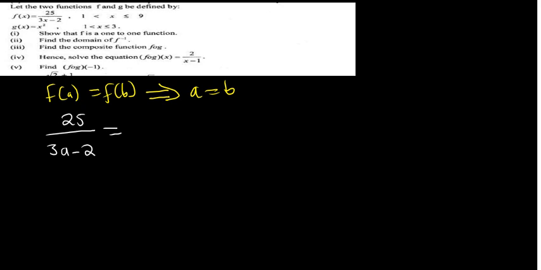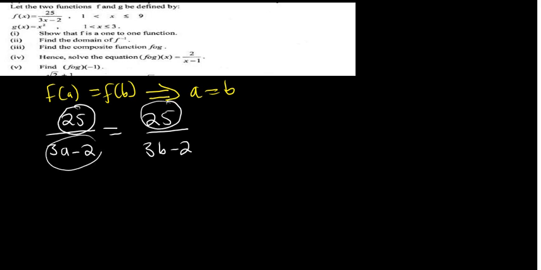And this should be equal to f of b. Again, we'll write it again. That is 25 over 3x minus 2. But where there is x, we're now substituting b. At this point, we're going to cross multiply. Okay, there's no even need of cross multiplying, because if these on top they are the same, then you expect also the denominators to be the same. So since the numerators are the same, I'm going to equate the denominators.